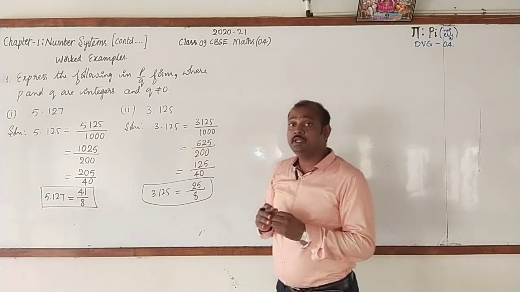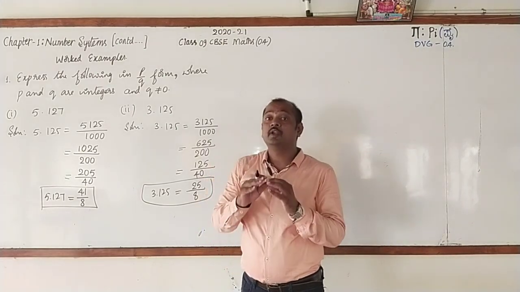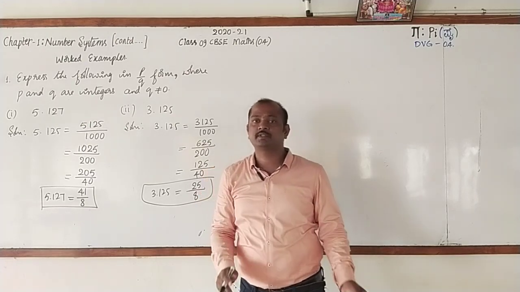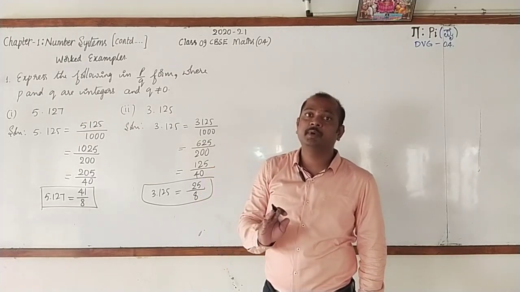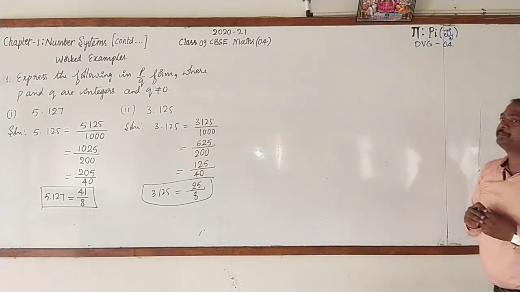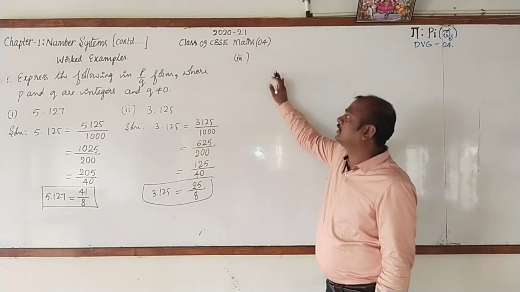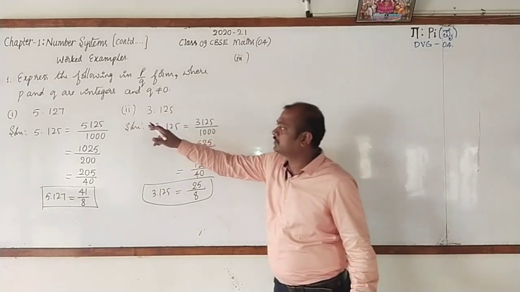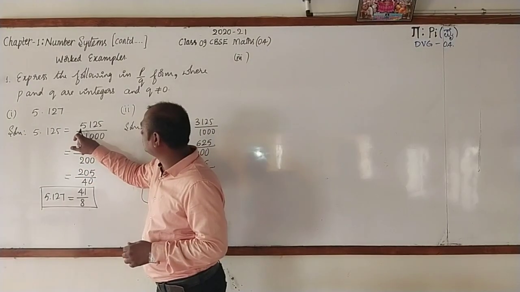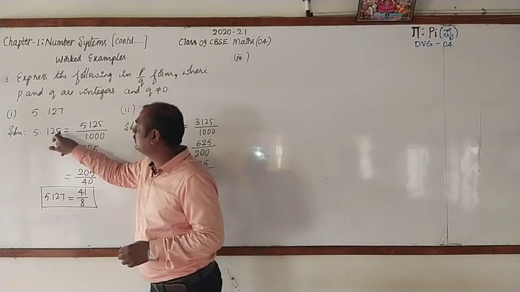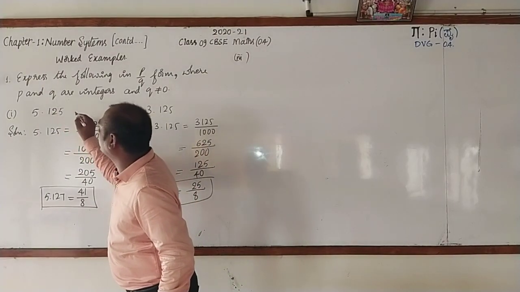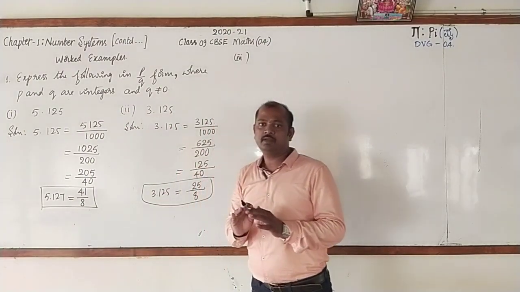Now, if non-terminating recurring decimals are given, how to express them in the form of P by Q? Now, let me tell you one after the other. Okay. Third one. Just observe the first one. Actually, it is 5.127. Here we have written 5.125. So just please change it. It is 5.125. Then this calculation will be correct.